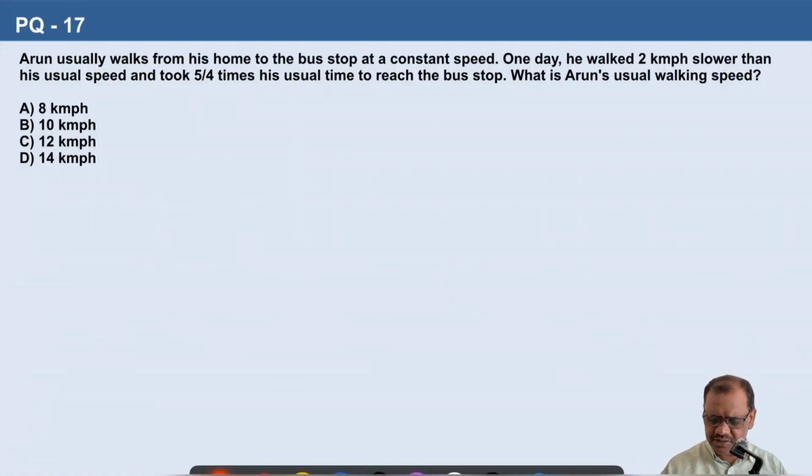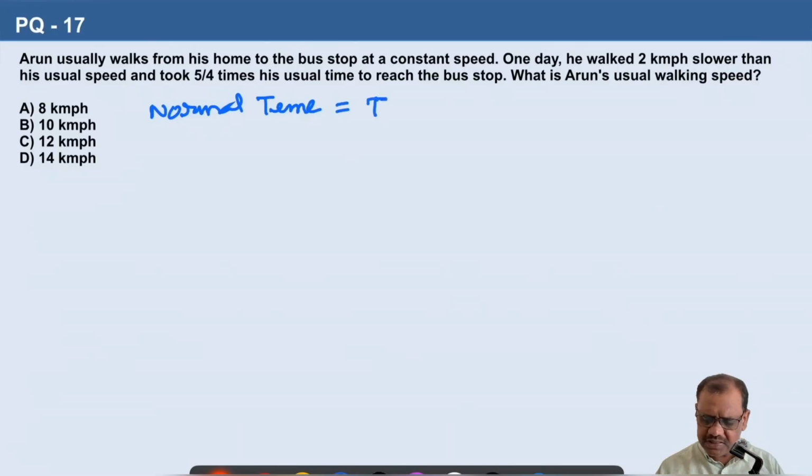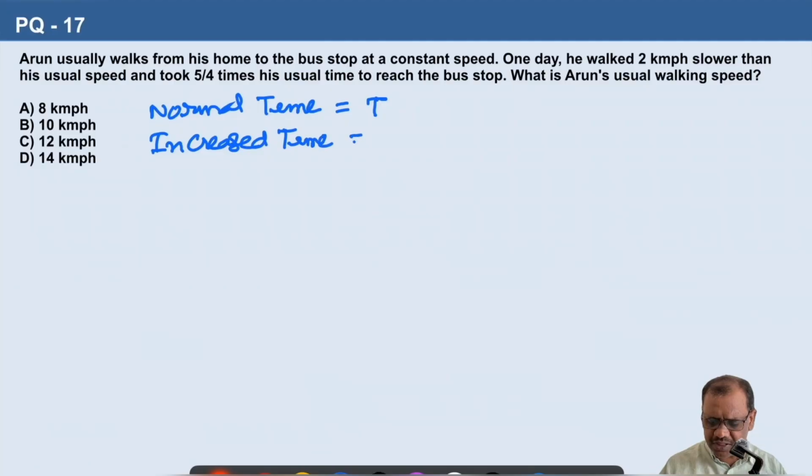So in this case, we have to find out the ratio of times. Normal time, let us assume as t. And since the speed is decreased, time is increased. So increased time is 5 by 4 times of his usual time. So 5 by 4 t. So this is the increased time. So why is the time increased? Because the speed is decreased.